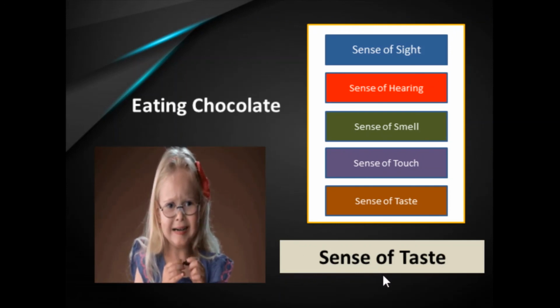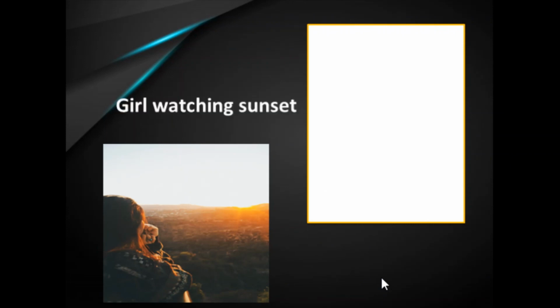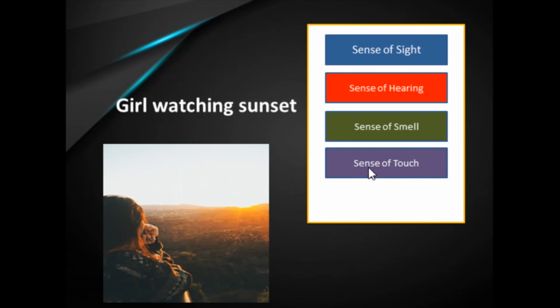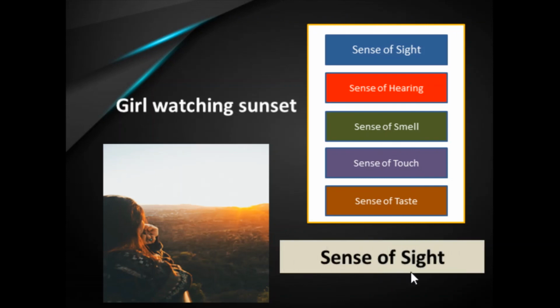Very good. How about the girl watching sunset? Girl watching the beautiful sunset. Sense of sight, sense of hearing, sense of smell, sense of touch, or sense of taste? Looking at the beautiful sunset, you use the sense of sight, sense of vision, or you use our eyes to see if the sunset is beautiful or not.